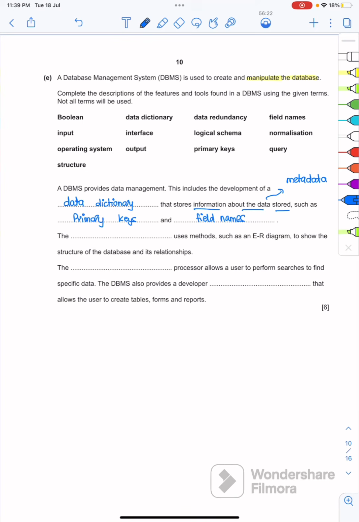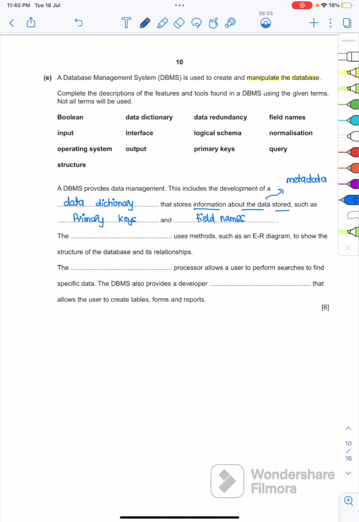The blank uses methods such as an entity relation diagram to show the structure of the database and its relationships. All right, so now if you look at options, it's not going to be Boolean, it's not going to be input operating, so that's got nothing to do with this structure. The structure uses methods, that doesn't work. We've used data dictionary before, interface and output. So when you come to all of this, you end up with logical schema. That is exactly what logical schema is. Logical schema is basically you use different methods to describe the structure of a database.